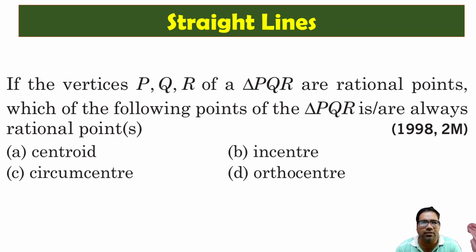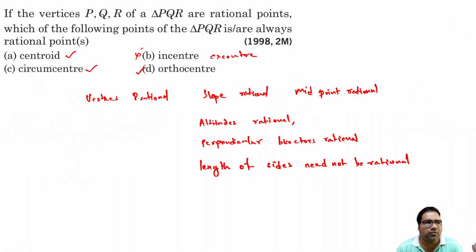Vertices of a triangle, they are rational points. Then what happens to the centroid, incenter, circumcenter, and orthocenter? Right. So now when the vertices are rational, that means x1, y1, x2, y2, x3, y3, all three sets are rational numbers. Obviously, the centroid would be rational because the centroid is (x1 plus x2 plus x3) by 3, (y1 plus y2 plus y3) by 3. So that is 1 by 3 of the sum of three rational numbers. So that is definitely rational.